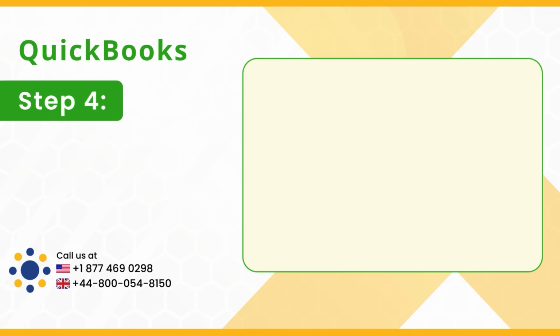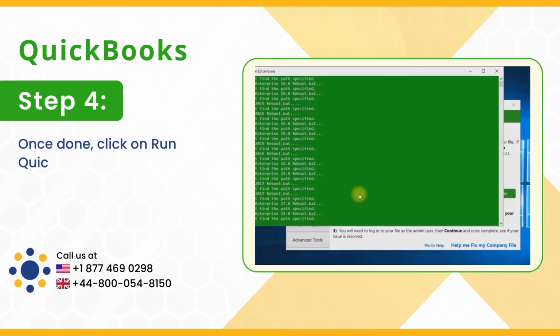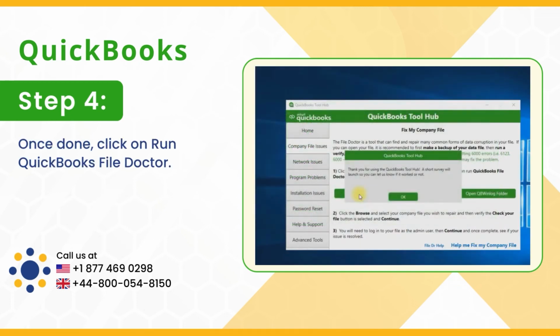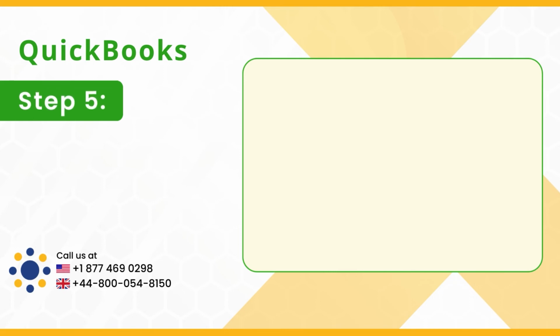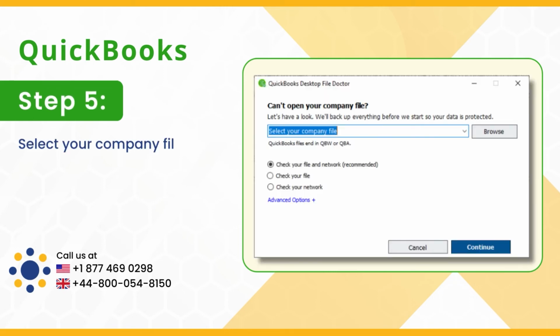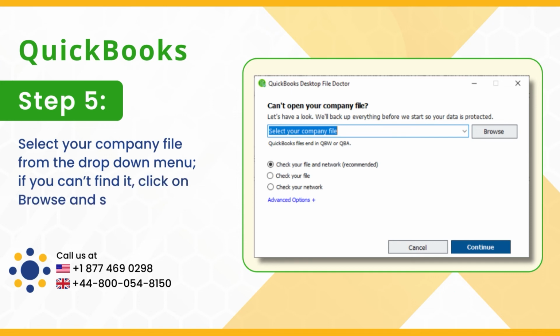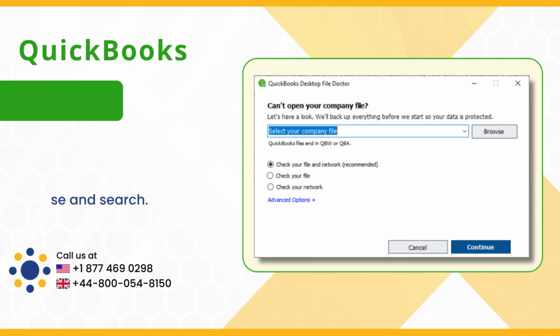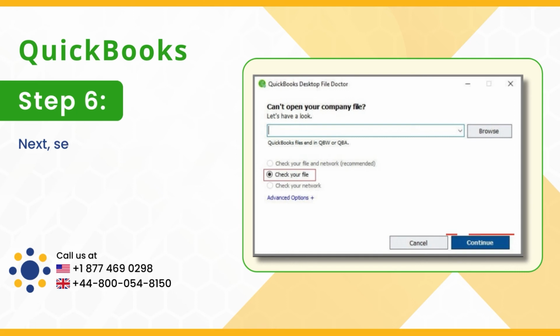Step 4. Once done, click on Run QuickBooks File Doctor. Step 5. Select your company file from the drop-down menu. If you can't find it, click on Browse and Search. Step 6. Next, select Check Your File option and click Continue.